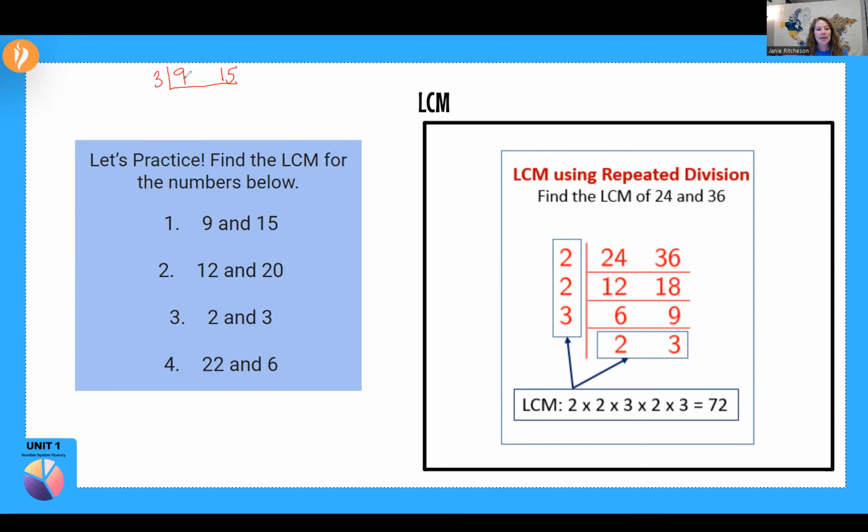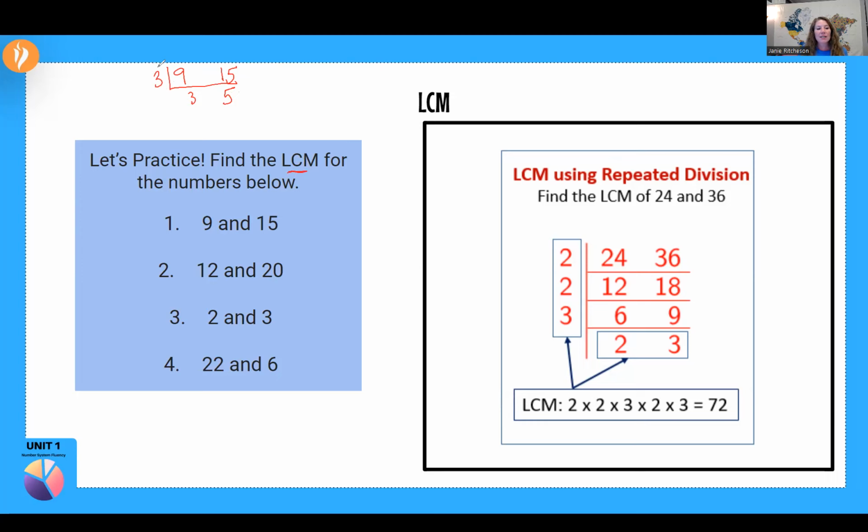So 3 times what is 9? 3. 3 times what is 15? 5. All right, so then there are no common factors between 3 and 5 besides 1, and 1 doesn't help us. So we know our least common, I always have to think about this when I say it, guys. Our greatest common factor of 9 and 15 is 3, but then we can use this chart to find the least common multiple.